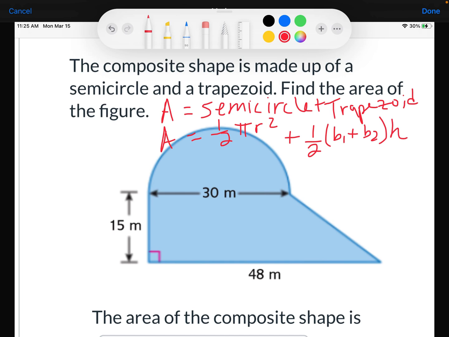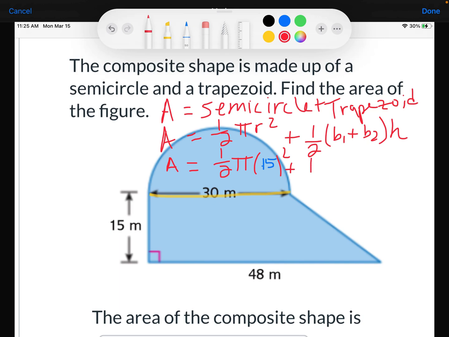Okay, so let's go ahead and start filling this stuff in. Now, what is your radius in this semicircle? Remember that in a circle, the radius is half of the diameter. And it looks like they did give you the diameter of this semicircle, which would be 30. So what's half of 30? Should be 15. So that would be your radius.